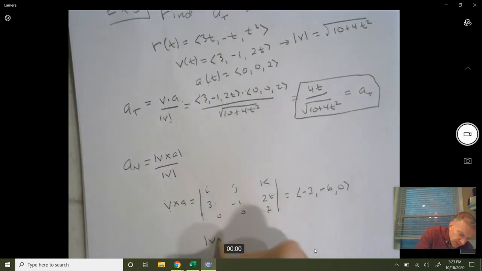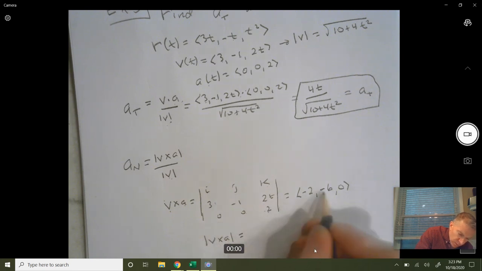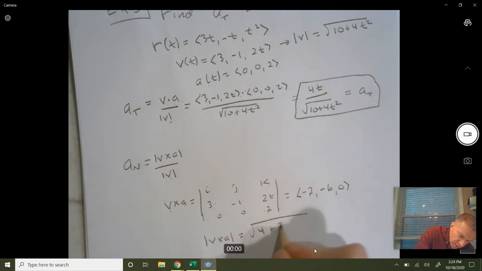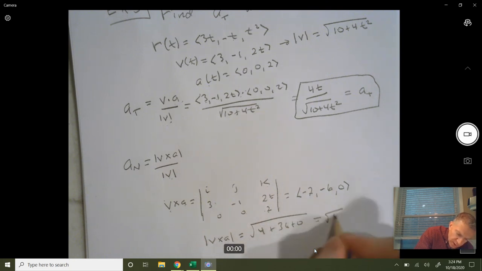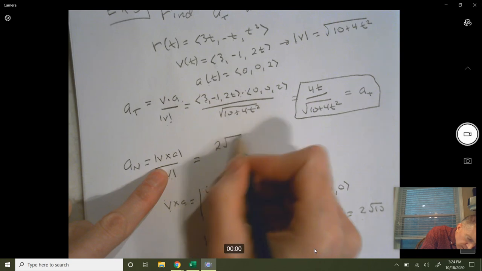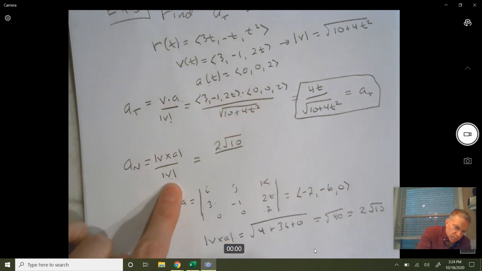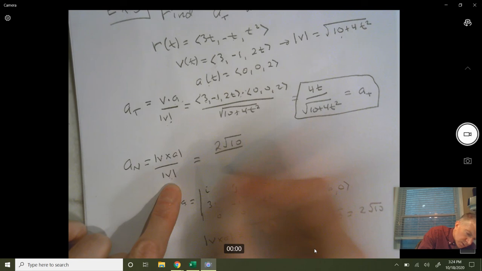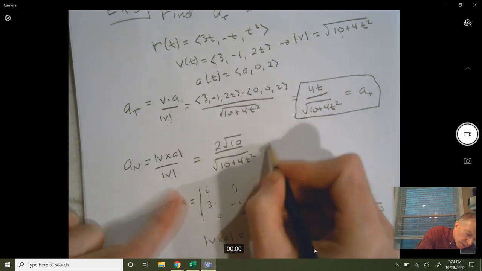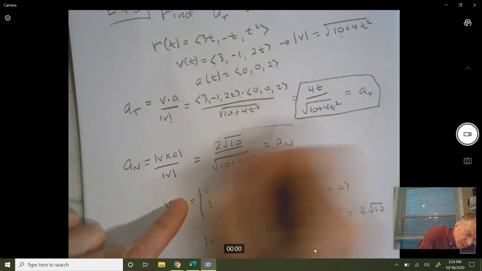Okay. And then we've got the magnitude of V cross A, which is the square root of negative 2 squared plus negative 6 squared plus 0. So square root of 40, or 2 rad 10. Okay, so we've got the magnitude of V cross A, which is 2 rad 10, divided by the magnitude of V, which we have up here, square root of 10 plus 4t squared. That's your normal component of acceleration.